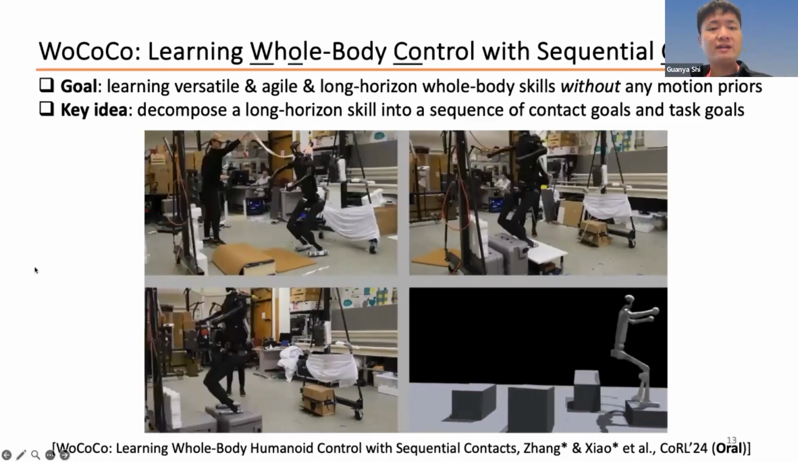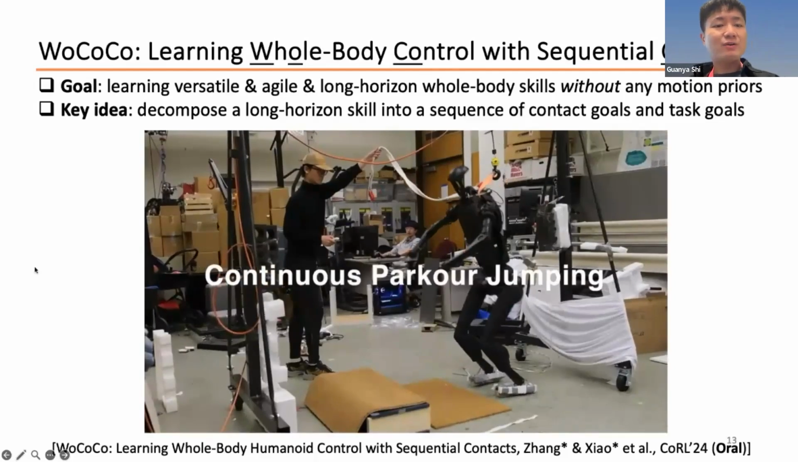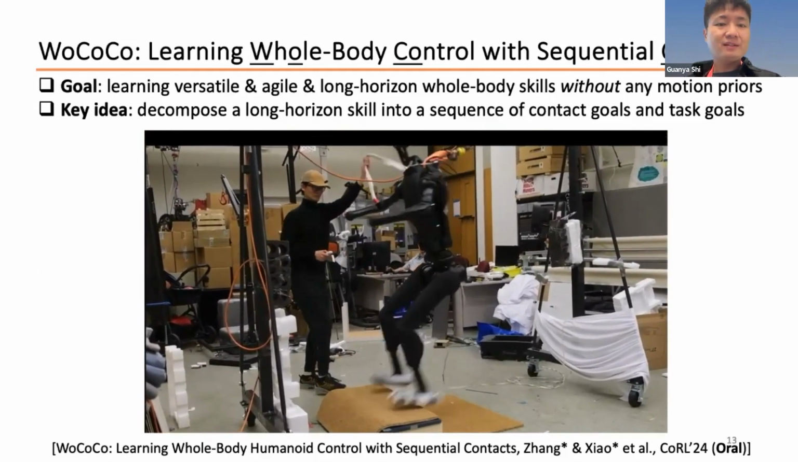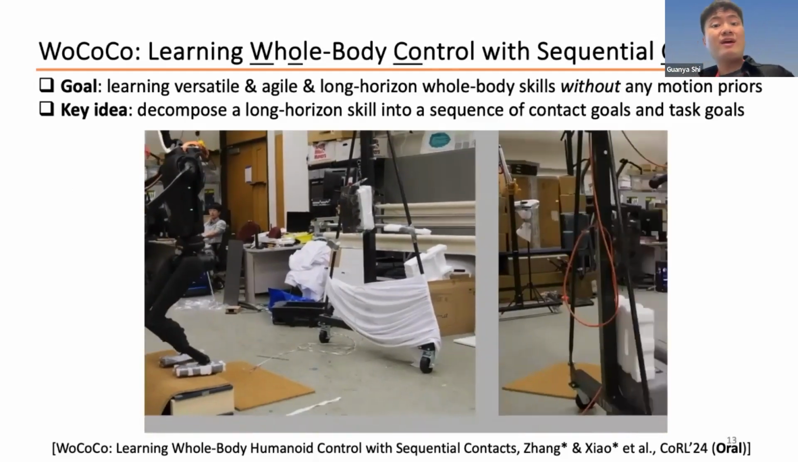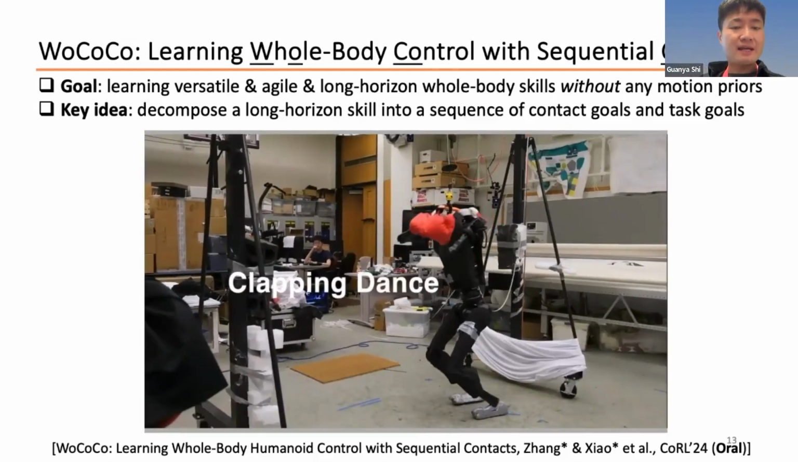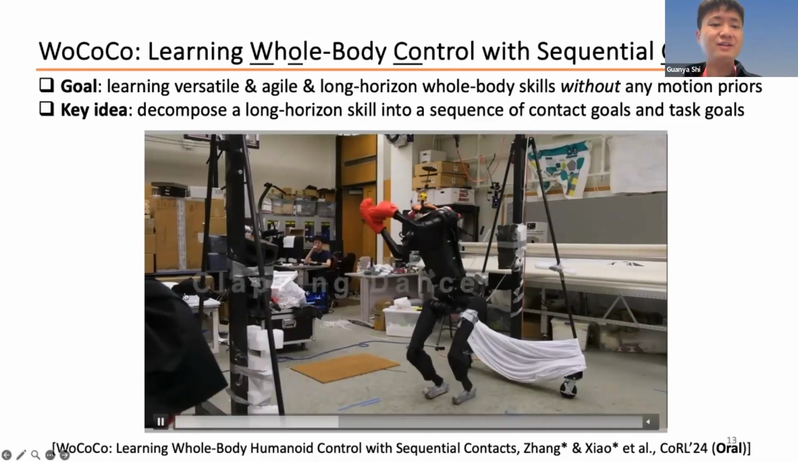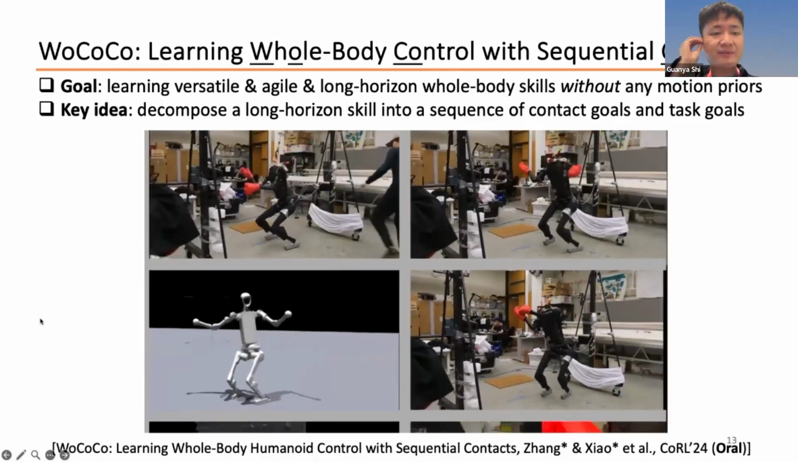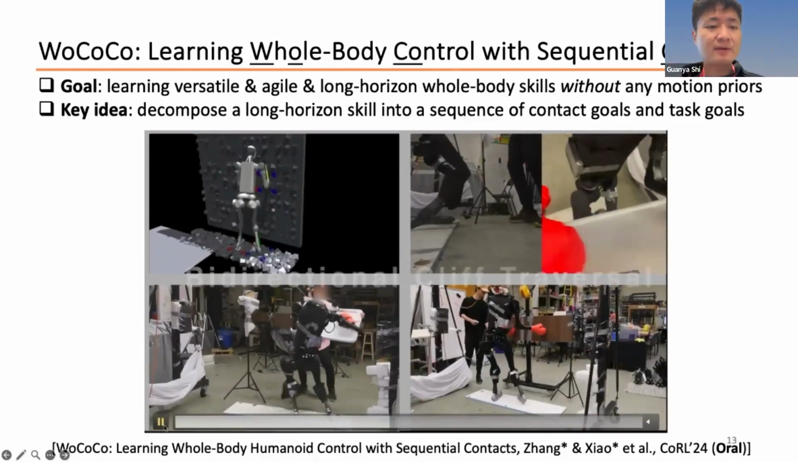This framework is called VoCoCo. We can learn a lot of parkour stuff, like parkour jumping. And again, without any motion priors, learning from scratch, reinforcement learning from scratch. Like clapping dance is a little bit funny. Yeah, I guess I'm gonna stop here.